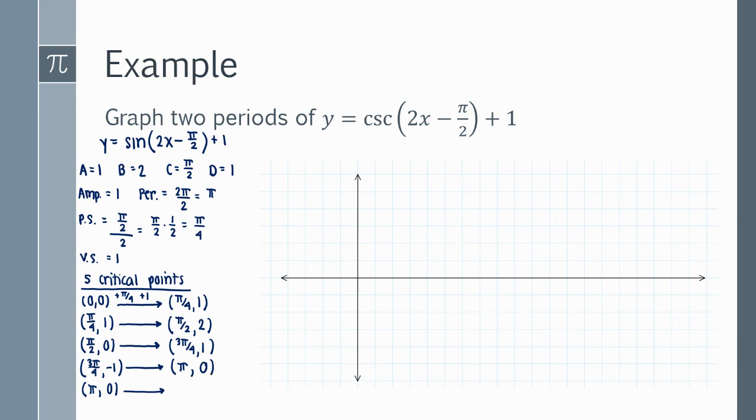Think of pi as 4 pi over 4. Add a pi over 4, and you've got 5 pi over 4. And 0 plus 1 is 1. Okay, so that means that these are the ordered pairs of the sine graph that we want to mimic, but not quite graph, because remember now we're doing cosecant, not sine.